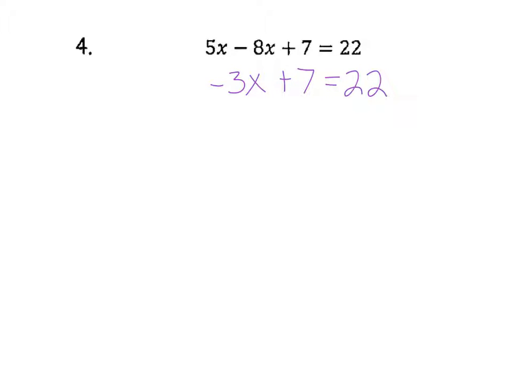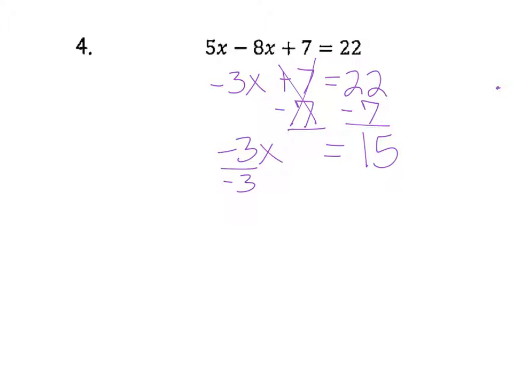Okay. Add or subtract first. The 7. Get rid of the 7. Yep. You're right. So the negative 3x is all alone on the left. And then on the right, 15. You're right. Second step, multiply or divide. Divide by negative 3. 15 divided by negative 3. Negative 5. And you're done.